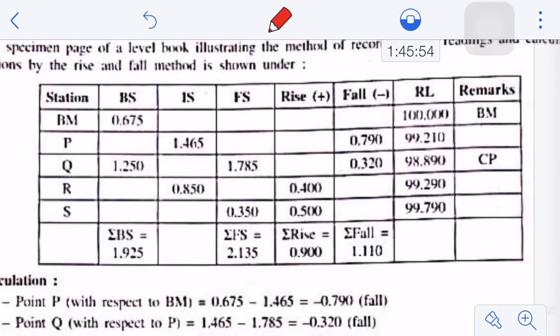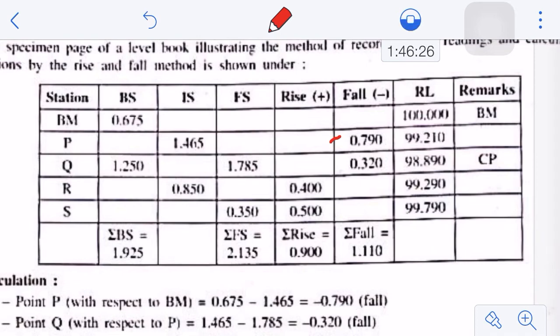So that's why, if you can see, you can take the difference of 0.675 and 1.465, and it is coming as 0.790. This is written under this column of fall. So to compute the RL for a station, the fall is always subtracted from the previous RL and your rise is always added, right? So this is the fundamental rule you have to keep in your mind. So you will see your RL of the station P would be 100 minus 0.790, so it will be equal to 99.210. Right, this is very simple.